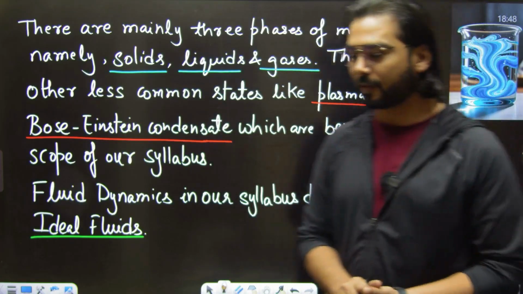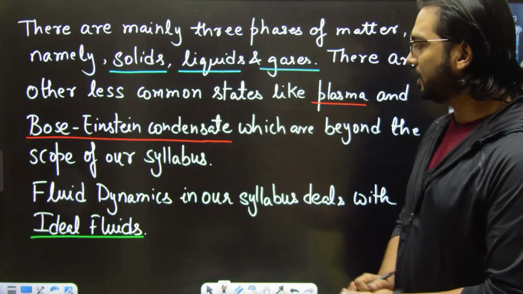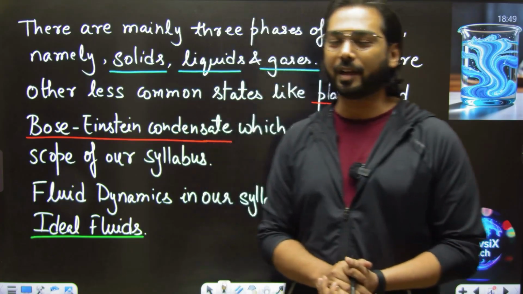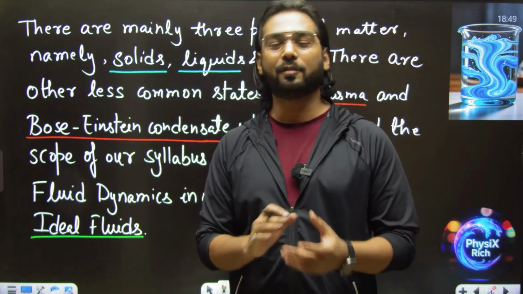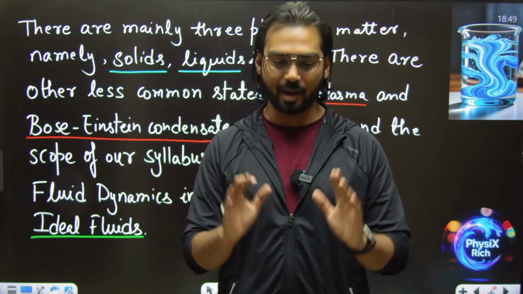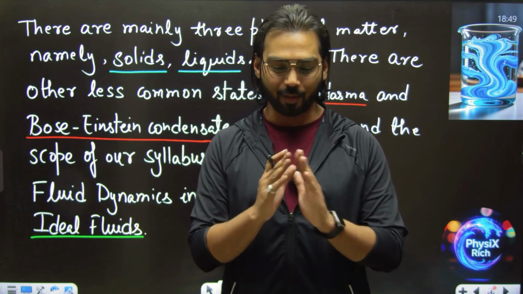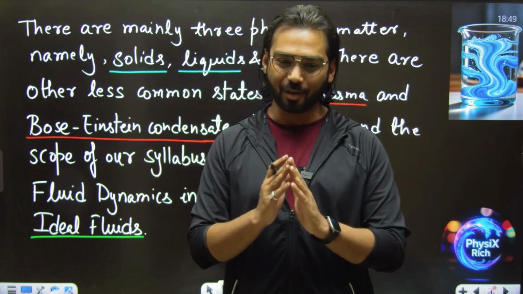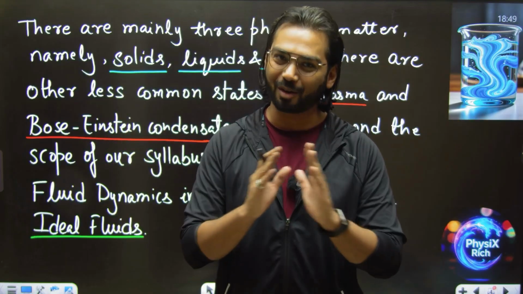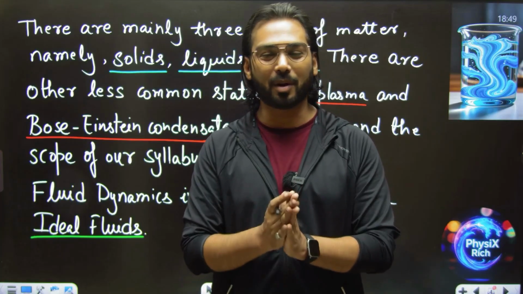Plasma is something that you find on the sun. But plasma and Bose-Einstein condensate are both not a part of our syllabus. So if somebody asks you how many phases of matter there are, you can gladly say that in my syllabus, I am studying in grade 11th and 12th, I only know three phases. I do not know about plasma and I do not know about Bose-Einstein condensate, and there's nothing wrong in saying that because it is not in your syllabus. If you don't know about it, no problem.